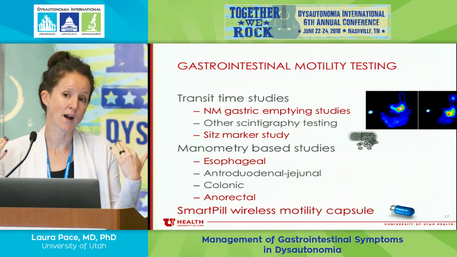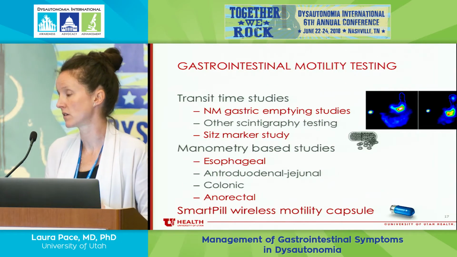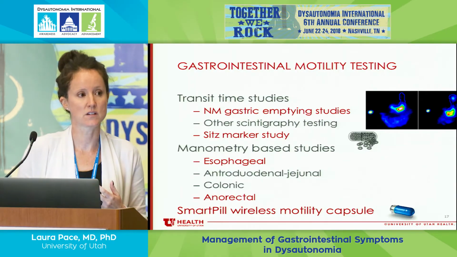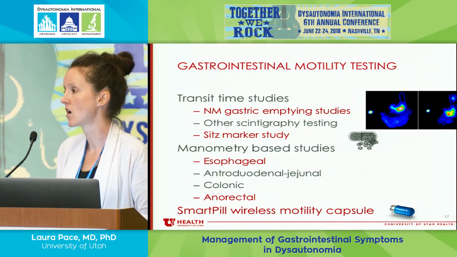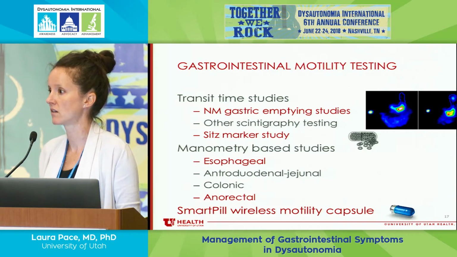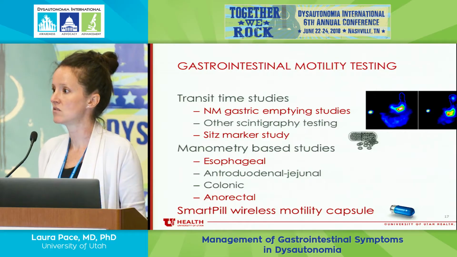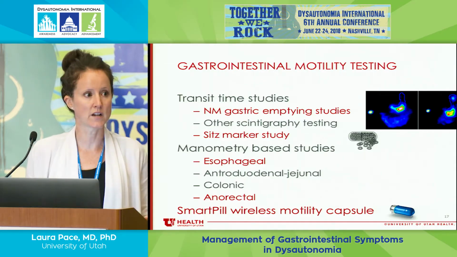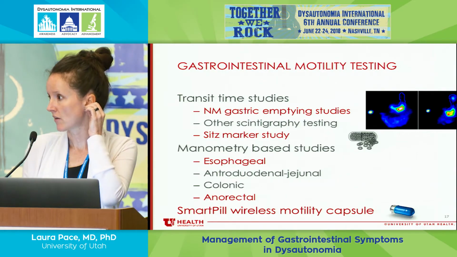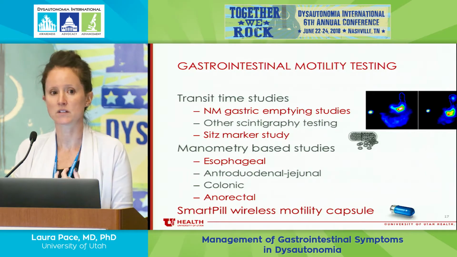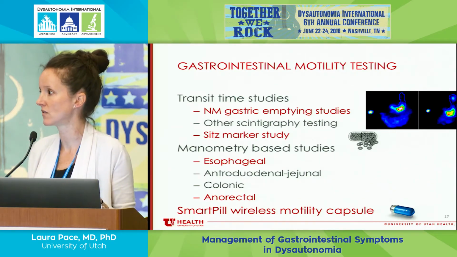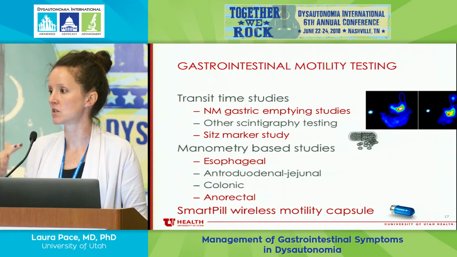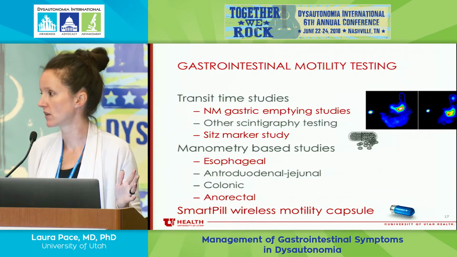So there are essentially, in my mind, 3 types of motility testing that can be ordered. So your very basic transit time studies include nuclear medicine gastric emptying studies. All this tells you is how long it takes solid food to empty from the stomach. It gives me no indication about the muscular coordination, contraction strength, or anything in that regard. There are other scintigraphic-based studies that can look at transit throughout the small intestine and the colon as well. But again, these are just giving me time course measurements, nothing else. Sitzmarker's study is the same. This gives me a transit time through your colon, but nothing else.